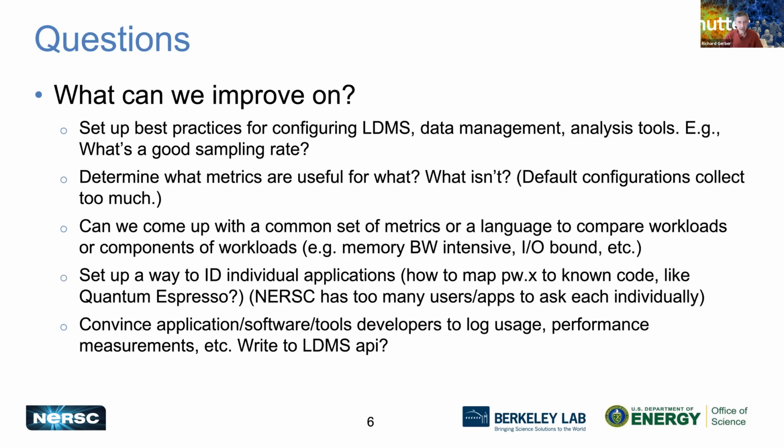So what could we improve on in this group? I'd say setting up best practices for configuring LDMS, data management backends, and analysis tools. It would be great to be able to share things and see what's been successful for people. And we're doing some of that today, so that's great. But even simple things like, what's a good sampling rate, which was mentioned earlier? There seems to be this default 1 Hertz rate that people choose, and I always question why. What's so special about 1 Hertz?